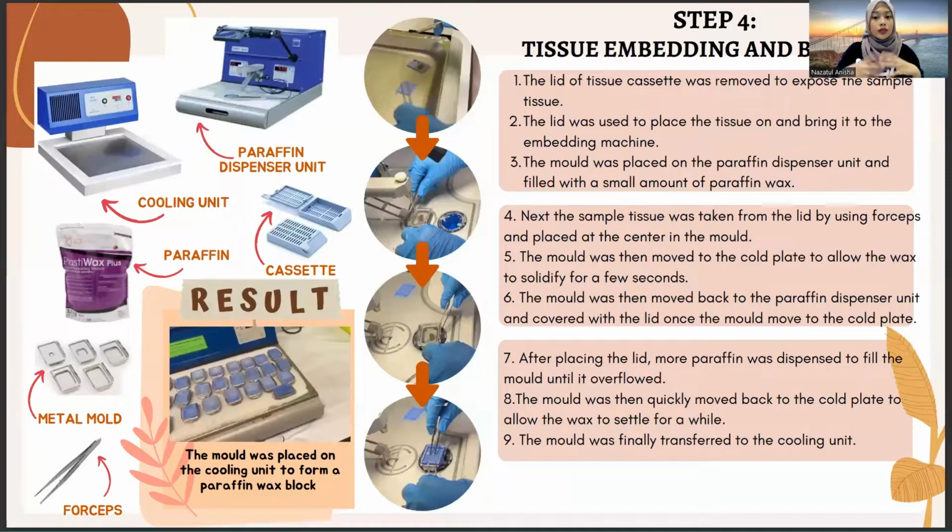The next step will be tissue embedding and blocking. Embedding is the process of enclosing and supporting the specimen in order to produce the tissue block. Firstly, the lid of the tissue cassette was removed to expose the tissue sample.